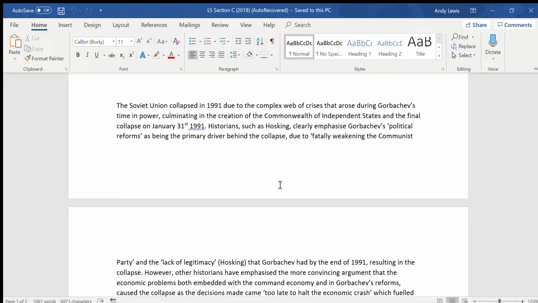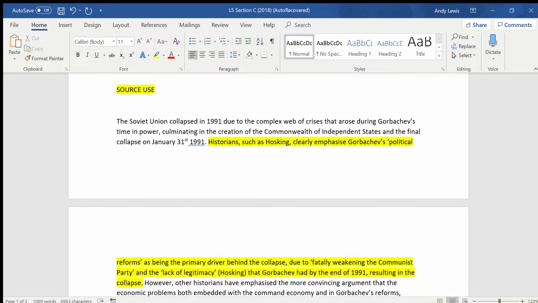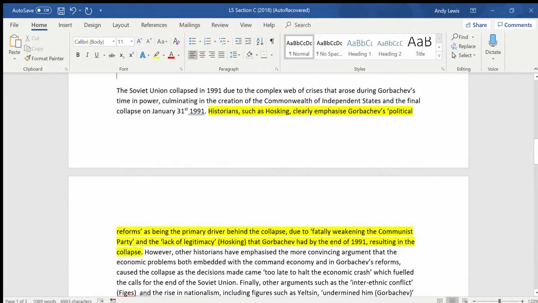Historians such as Hosking clearly emphasise Gorbachev's political reforms as being the primary driver behind the collapse, due to fatally weakening the Communist Party and the lack of legitimacy that Gorbachev had by the end of 1991, resulting in collapse. So, I'm going to mark yellow as being what we've got for our source use. So, where they've extracted arguments from the sources, where they've extracted quotes, that I'm going to highlight in yellow. So clearly there, they've managed to pull it out.